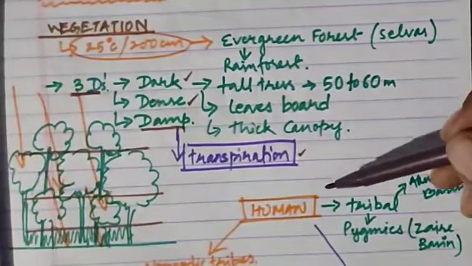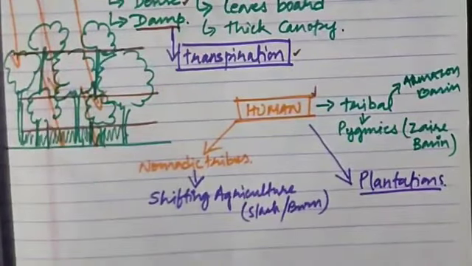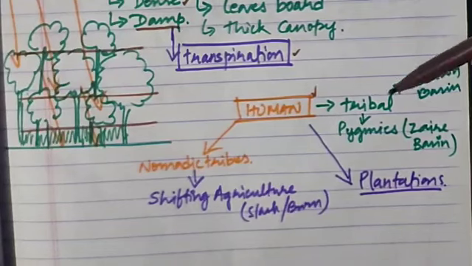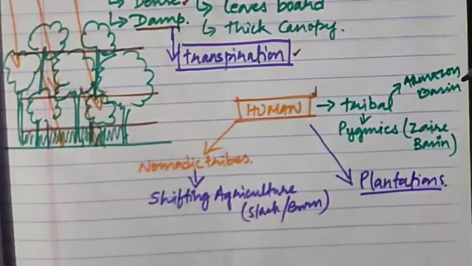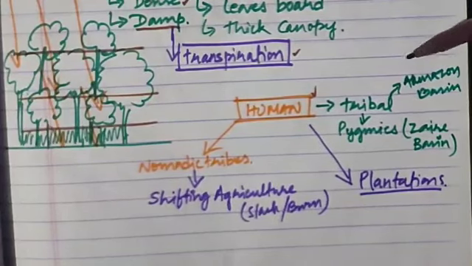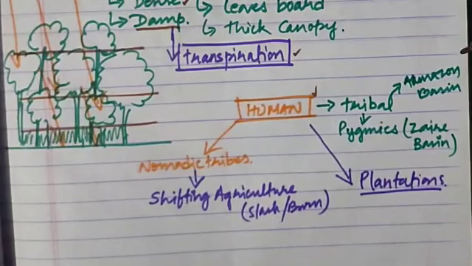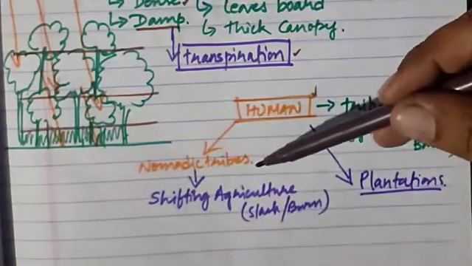Now let's talk about the human adaptation in these areas. Since the forests are so dense, the habitation is very less in those areas. Basically we find tribal people, like the pygmies which are found in the Zaire basin of Africa, and some of the Indian tribes, the American Indians, which are found in the Amazon basin. And some nomadic tribes are also present over here.